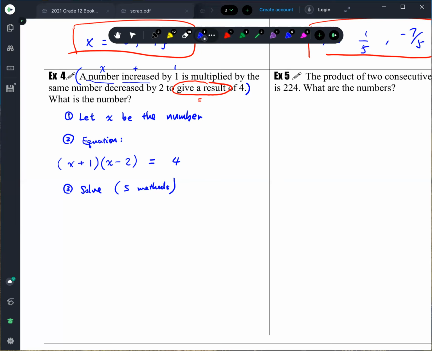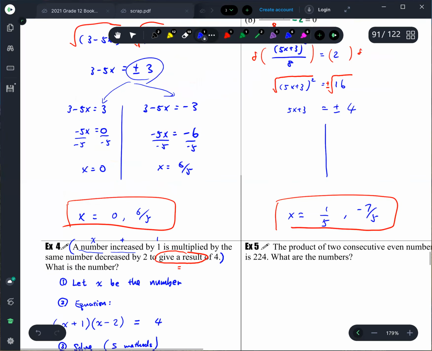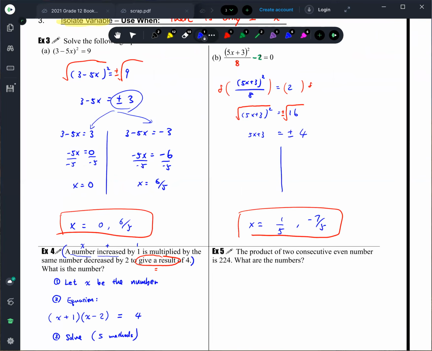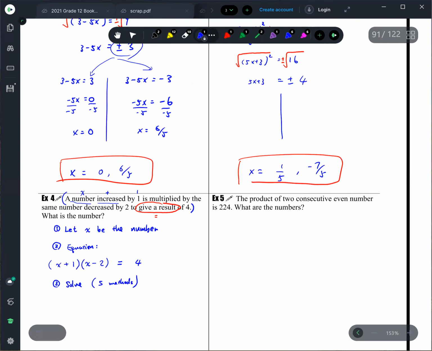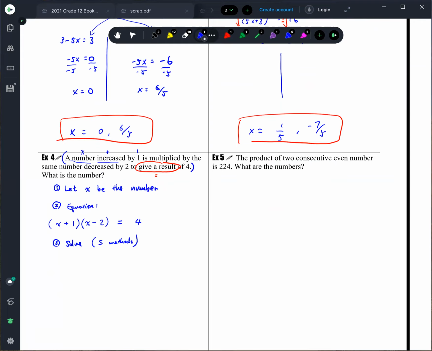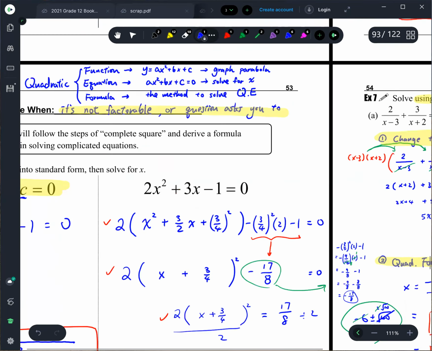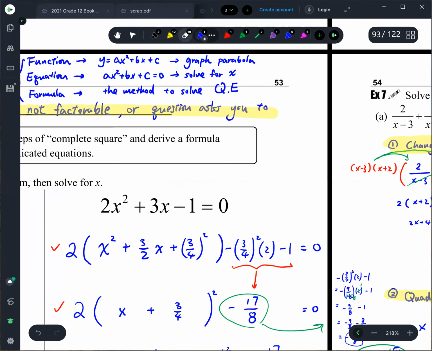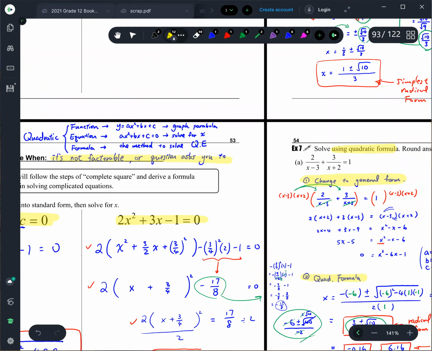Do you know what the general form is? Do you understand what general form means? Not quite. General form is this. When one side equals to 0, that's called general form, like this one. But then since it's equal to 4, how can it be equal to 0? So after you multiply the left side, you need to move the 4 to the left. So you make it into 0 on one side.